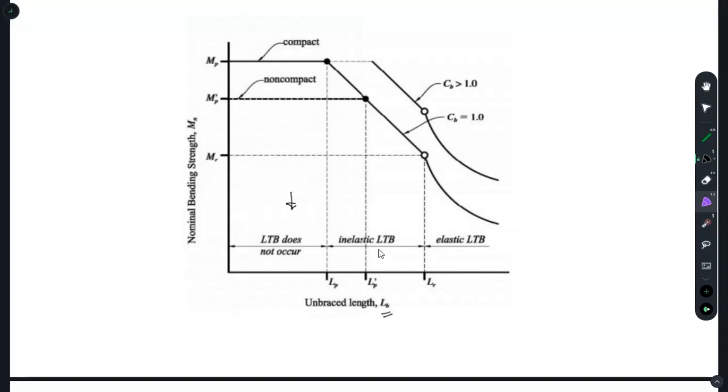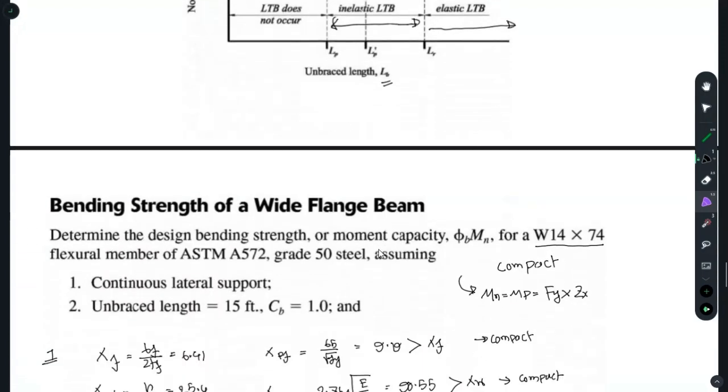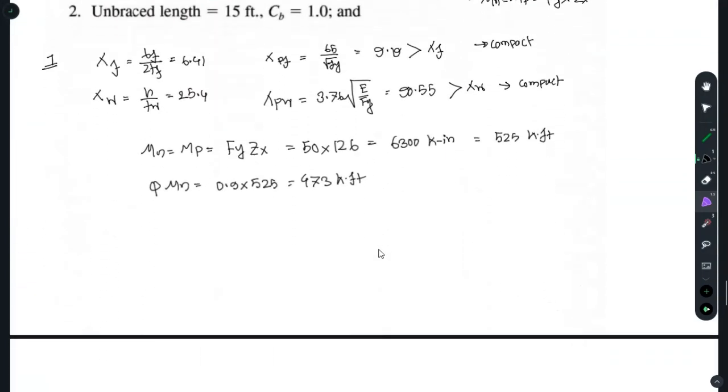If your Lb value is within this range, then you have another formula. If your value is within the range starting from here to the right-hand value, then you will have another formula. So you have to find out where your Lb values are. So let's do the second part.